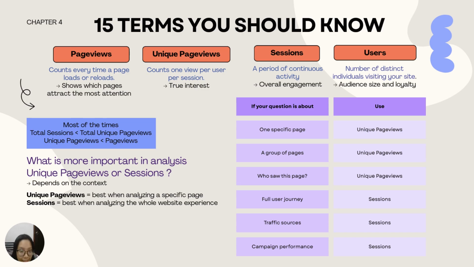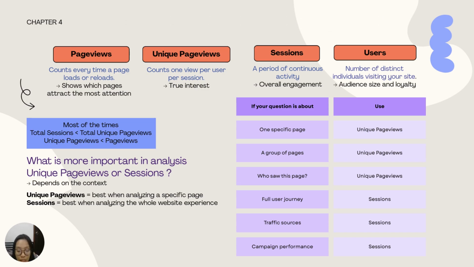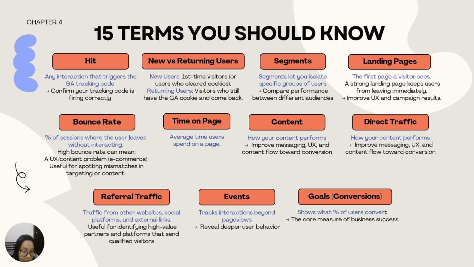So if you don't know what a hit means, let's move on to the next term. A hit is any interaction that triggers the Google Analytics tracking code, such as a page load, event, or transaction. Hits form the raw data that Google Analytics processes. Monitoring hits helps confirm that the tracking code is firing correctly across your site.